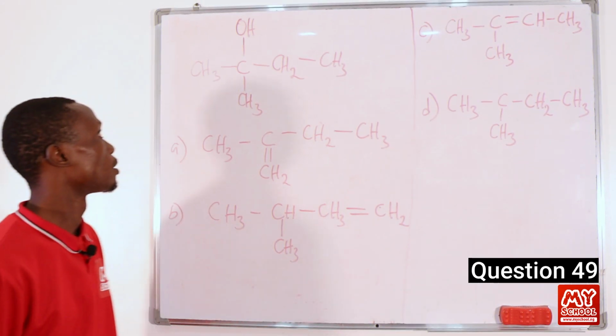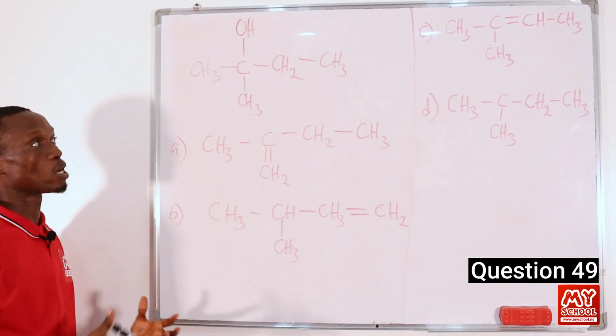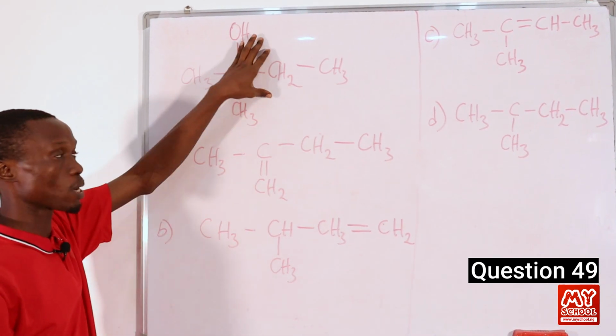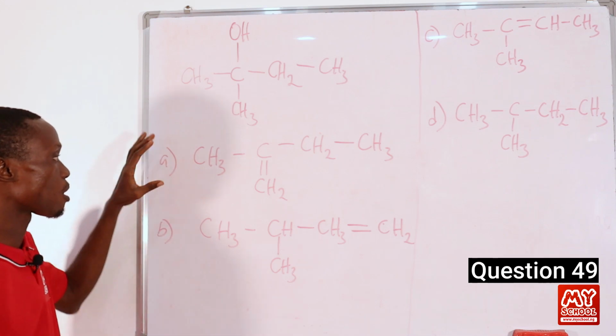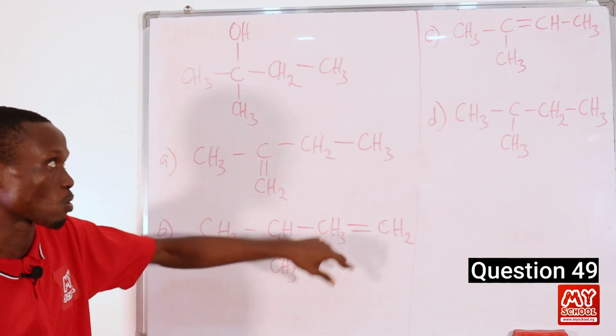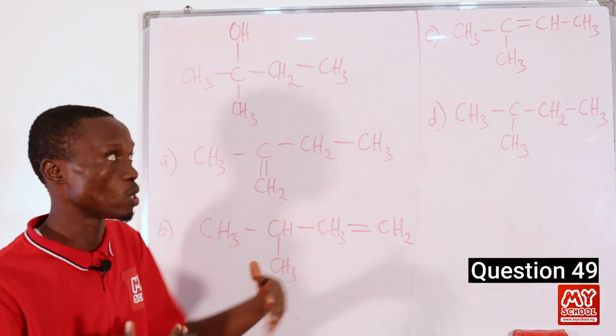Question 49. So we are given this compound and we are asked what is the product that will be obtained when this compound is dehydrated. We have the following options. Option A, we have this. Option B, this. Option C, we have this. And option D, we have this.